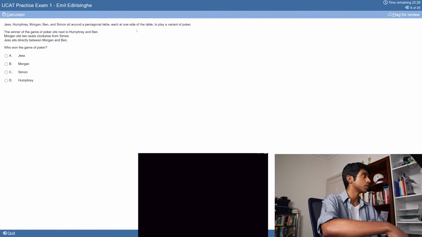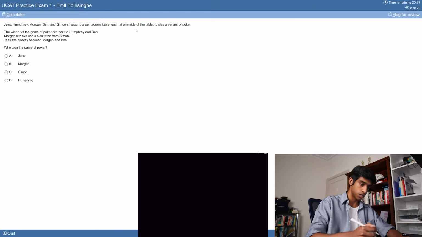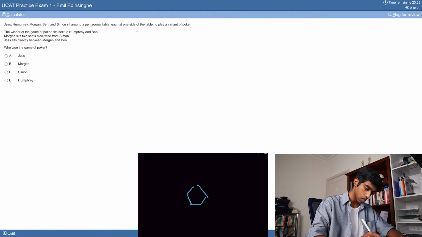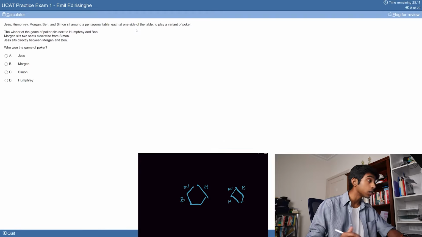The winner of the game sits next to Humphrey and Ben. So I'll just do a pentagon. So winner, Humphrey, Ben. Just do that, and then we can do another. Winner, Humphrey, Ben. 2 seats clockwise from Simon.